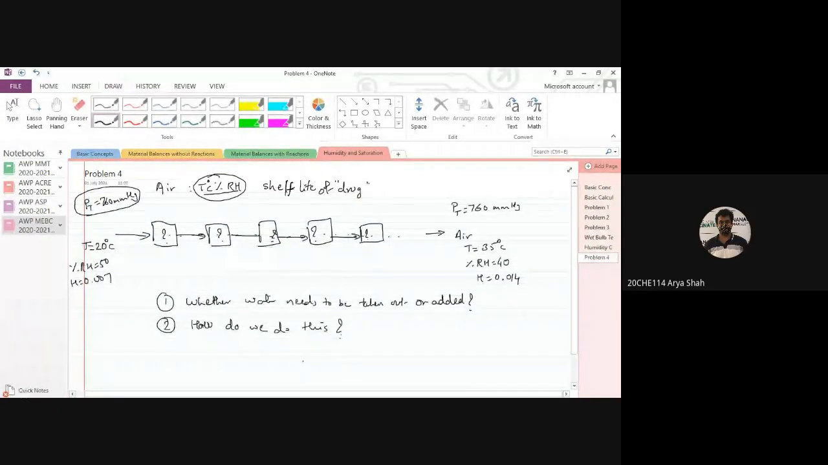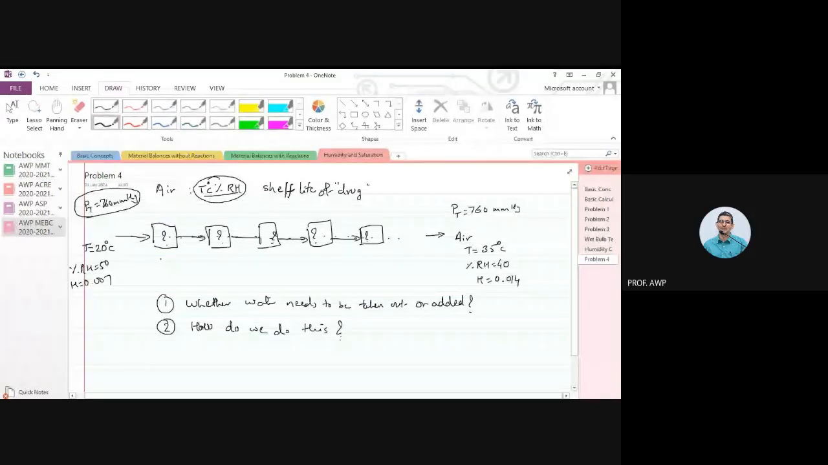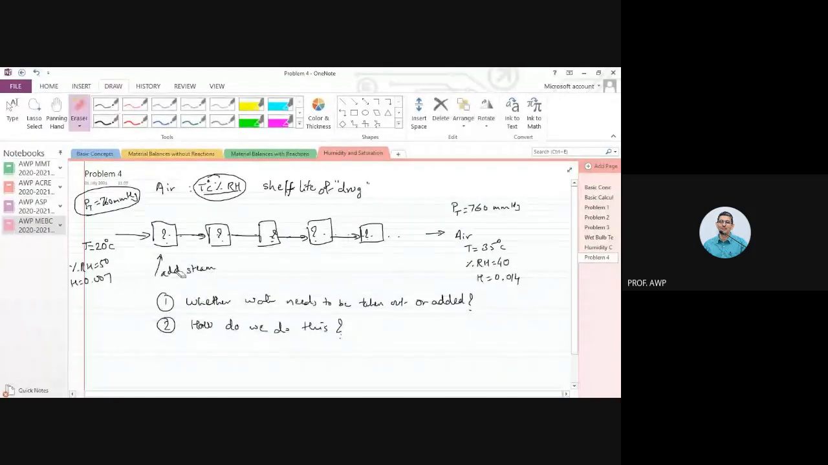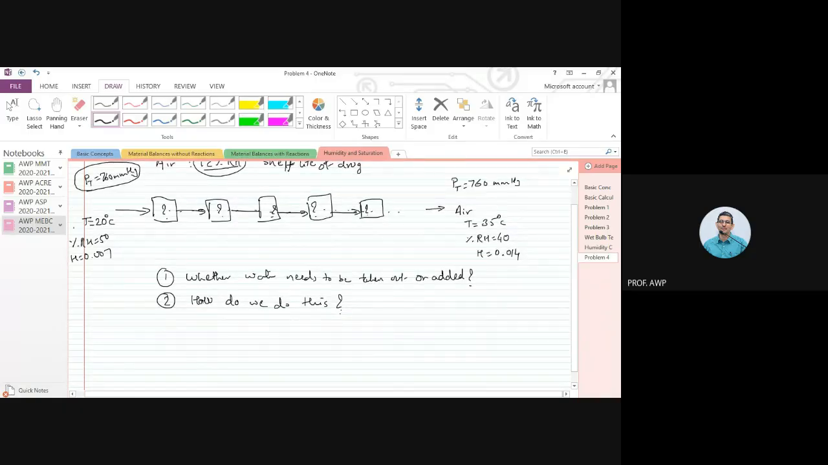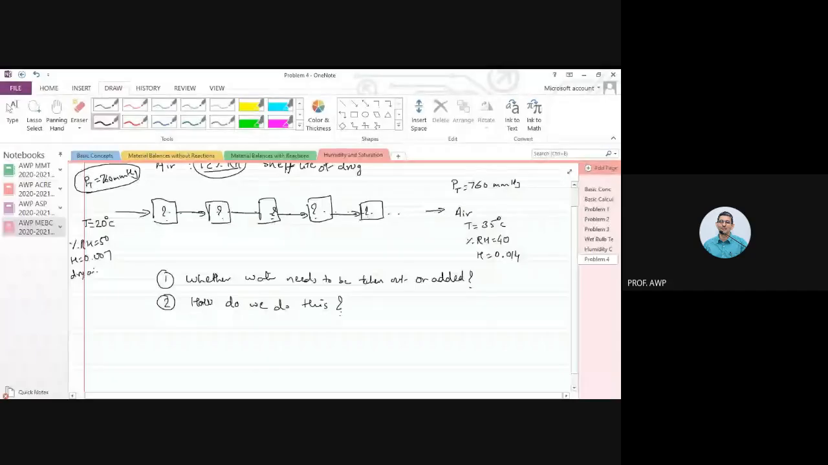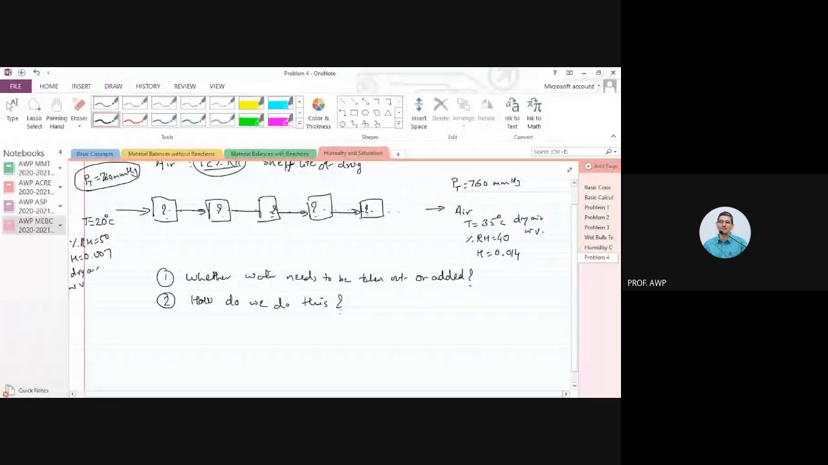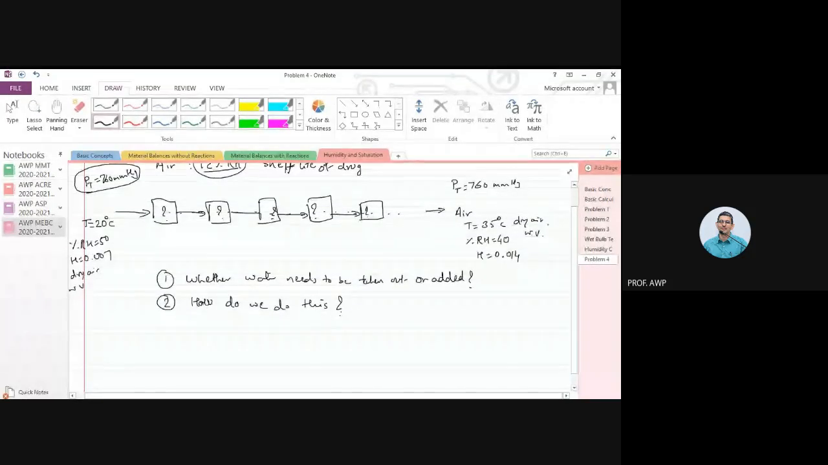Sir, by boiling water and using the steam. Okay, so one option is add steam directly. That is one option, a straightforward option. So remove dry air. How do I remove air? I have dry air and I have water vapor.